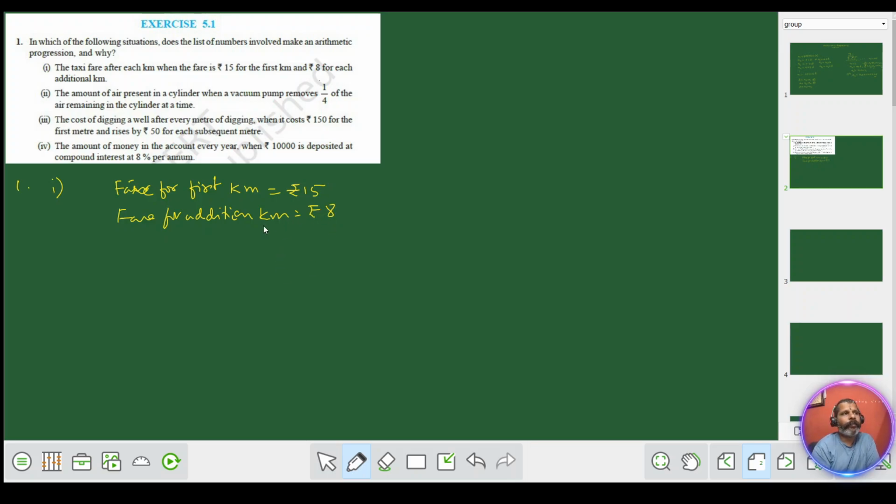See, for the first kilometer 15 rupees means it's the first term. Assume that A1 is 15 rupees. When writing terms, no need to write the units here. Then after the first kilometer, you traveled the first kilometer here, that is 15 rupees. From here to here another kilometer, so this total becomes 2 kilometers. You have to add 8 rupees for this. That is 15 plus 8 is equal to 23.